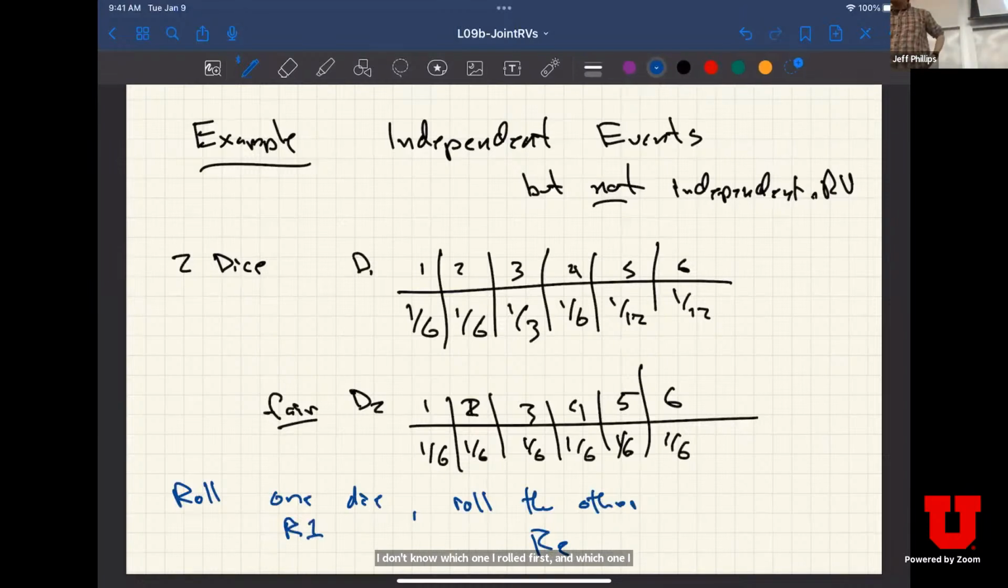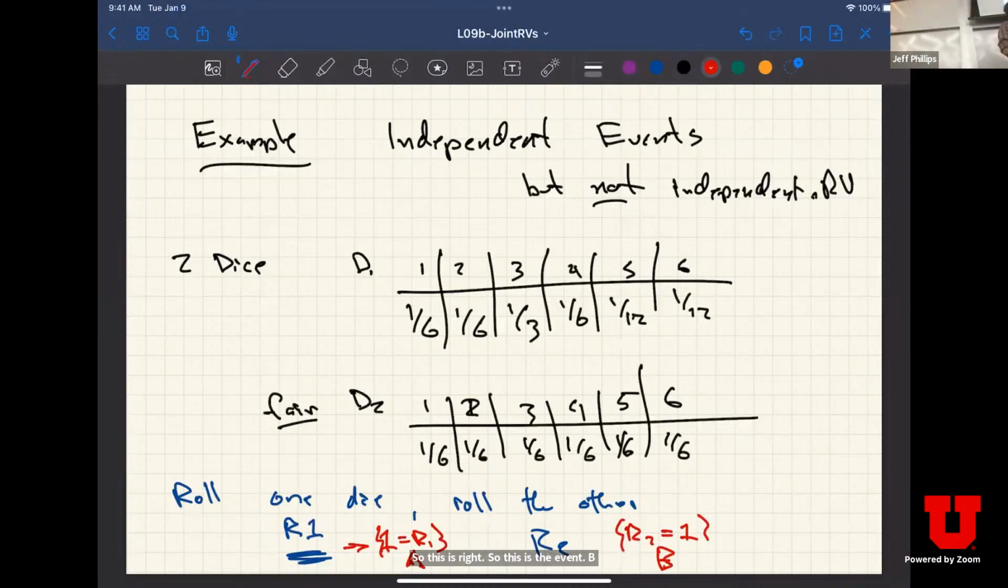So I will have the random variable if I look at the first roll, and on the first roll I roll a 1. What's the probability? So this is the event here: R1 equals 1. This is event A, and R2 equals 1 is event B.